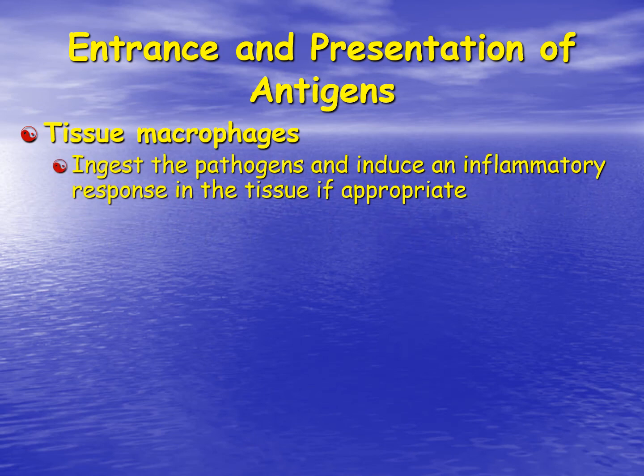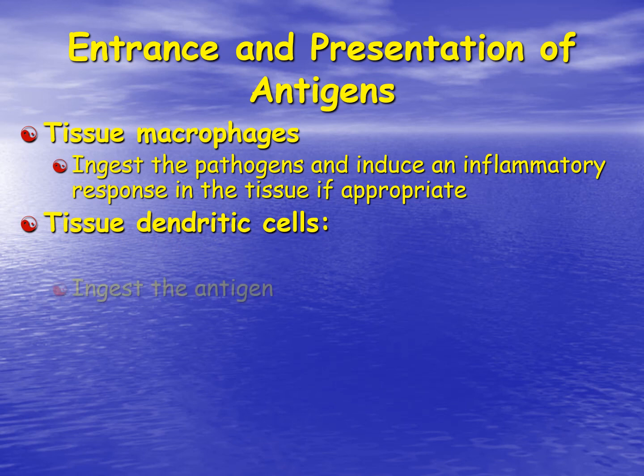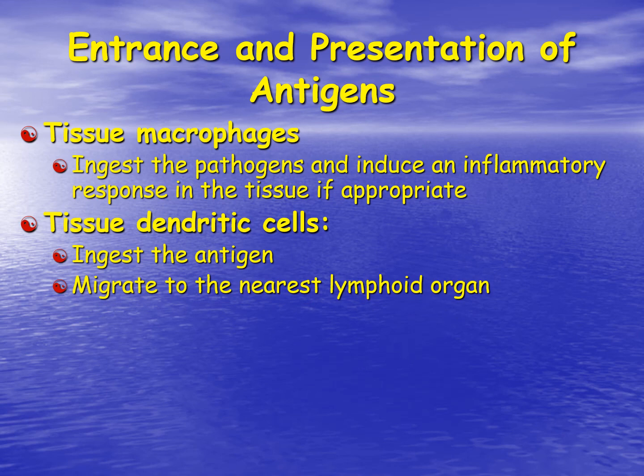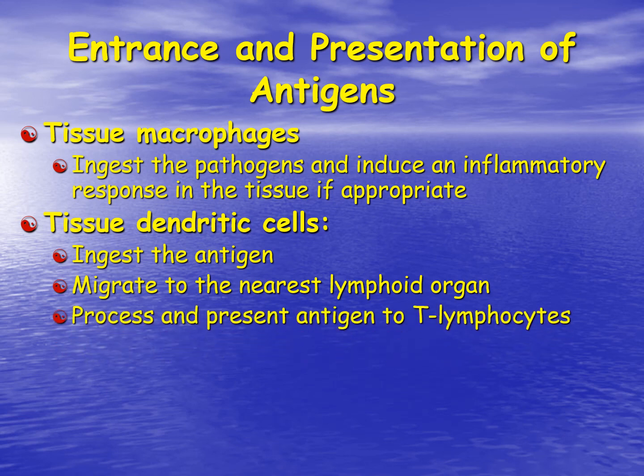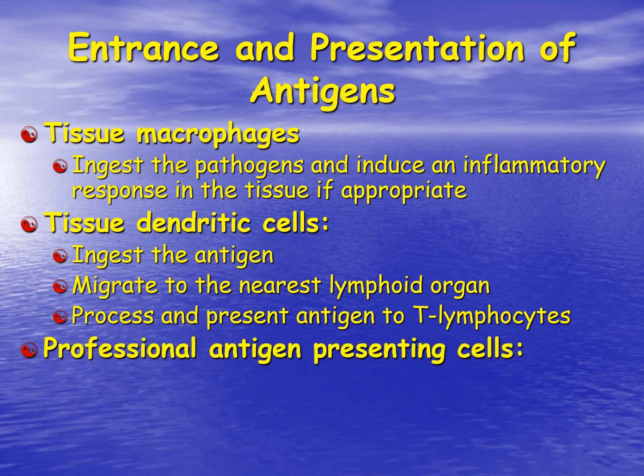Now, tissue macrophages ingest the pathogens and induce an inflammatory response in the tissue if that's an appropriate response. Tissue dendritic cells ingest the antigen, digest it, process and present the antigen, and then migrate to the nearest lymphoid organs. These process and present the antigen then to T helper lymphocytes.